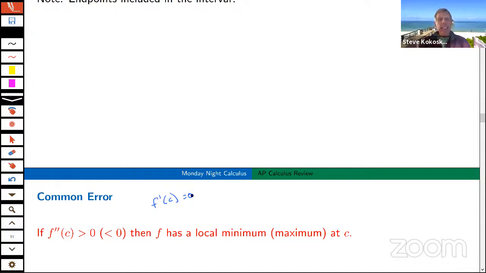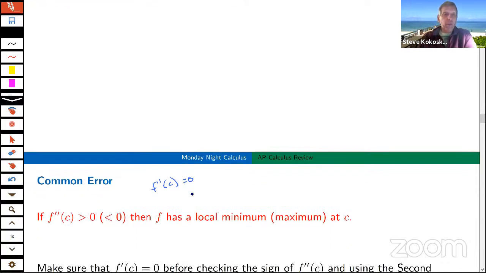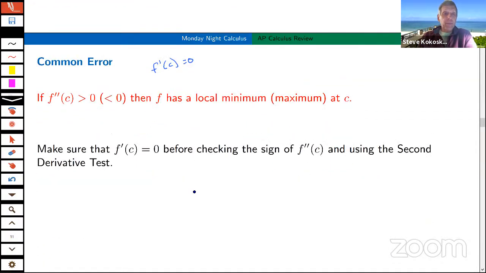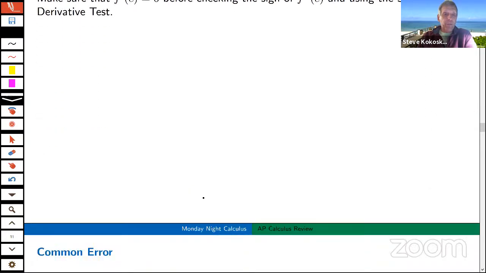You've got to make sure that that derivative at c is equal to 0. This error occurred a lot in a problem a couple of years ago, one in which students were given the derivative in terms of x and y. And they were asked to determine if there was a local minimum or maximum or neither at this particular point. And many students just took a look at the second derivative and plugged in and drew a conclusion and forgot to check whether the derivative was 0 there. So don't forget that one.